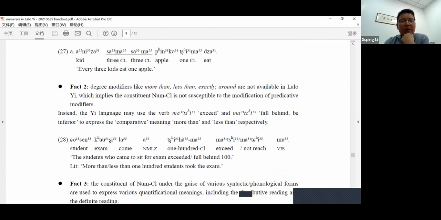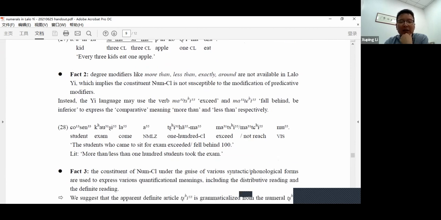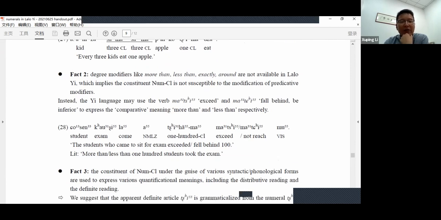And there are no degree modifiers like more than, less than, exactly. Instead of using those degree modifiers, they use the verb exceed or fall behind to express the excessive reading, or to express more than or less than.